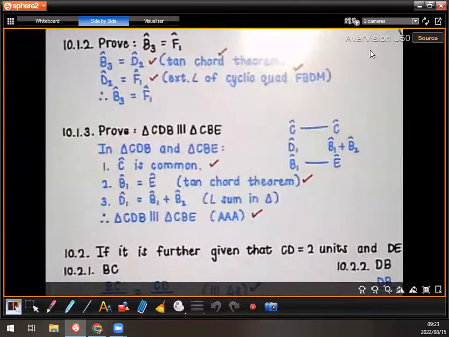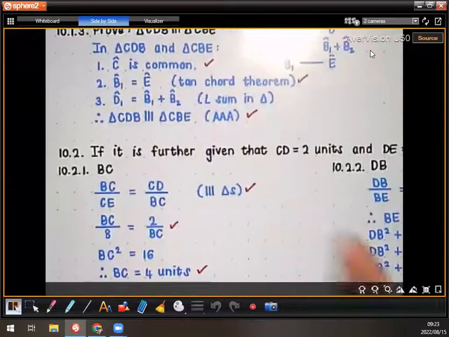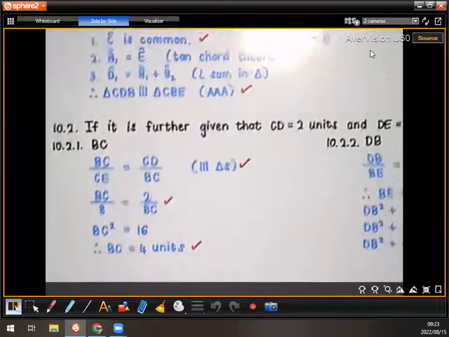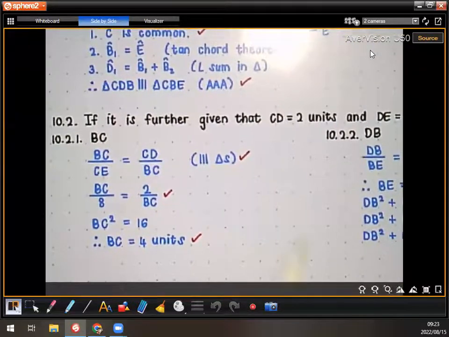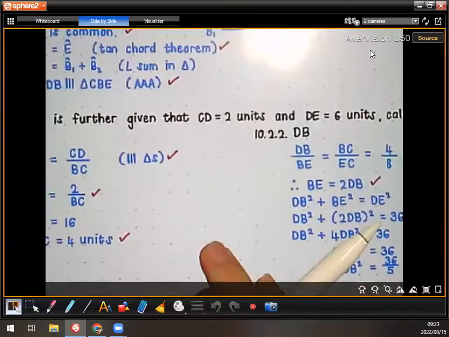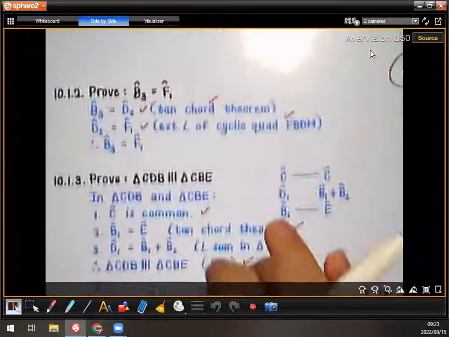Okay, guys, are we finding that one? 3 marks. Okay, then 10.2.1. Oh, the other one is actually on that side. So 10.2.1, they gave you some more information. They said because it's further given that CD is 2 and DE is 6, we now need to find the length of BC.